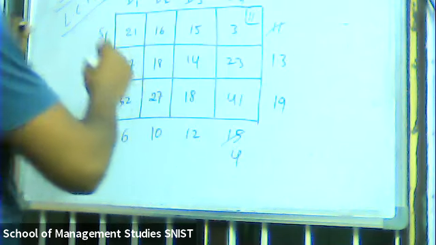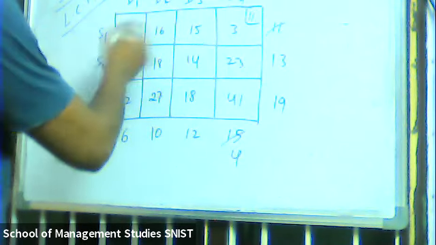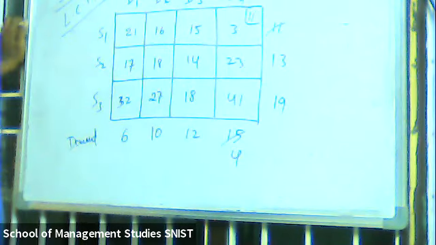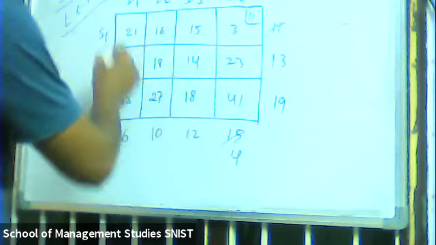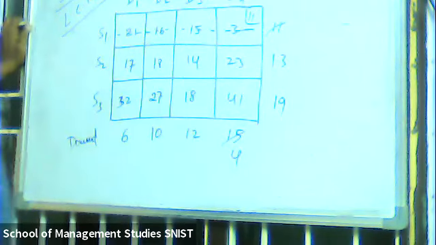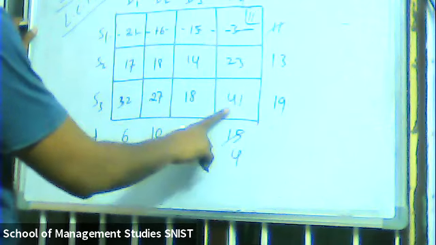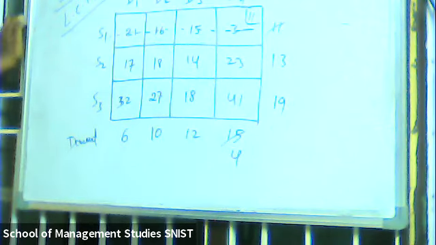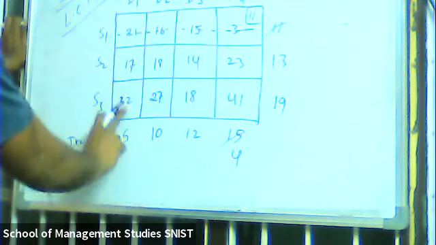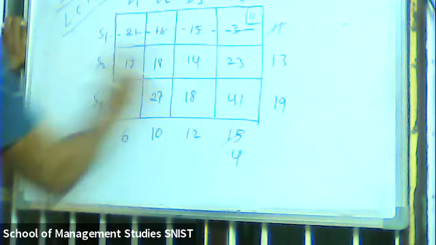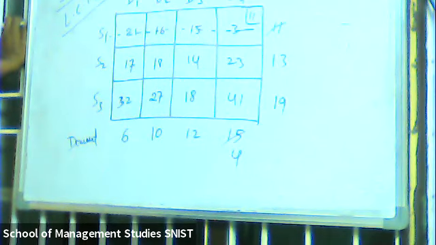Now, is it possible to enter x11, x12, x13? No, sir. Why? The whole row is getting cancelled. Now the leftover values are 17, 18, 14, 23, 32, 27, 18, 41. Which one is the least value? 14, right? Yes, sir.